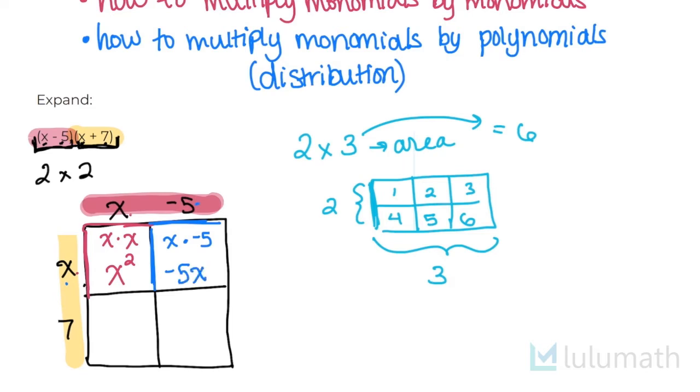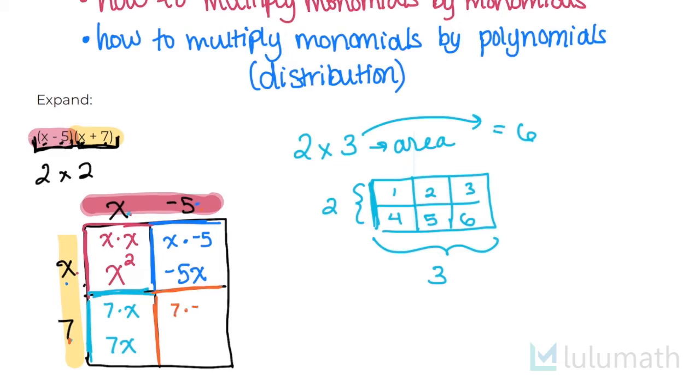All right. In our next box that we have right here, I'm going to have a side length here of this 7 and a side length here of this x. So this ends up being 7 times x, which is just simply 7x. And then in our last box that we have right here, we have a side length of 7 here, and it's being multiplied by this side length of negative 5.